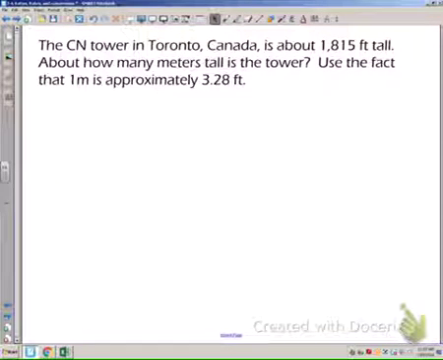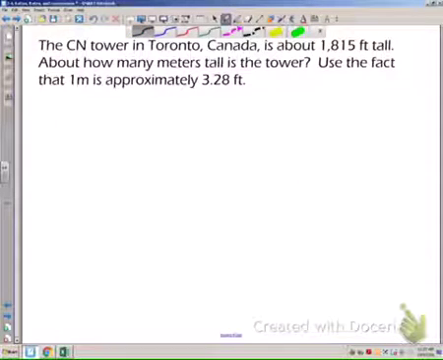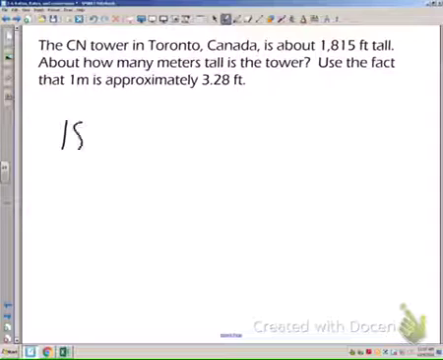So let's think about some architecture. The CN Tower in Toronto, Canada is about 1,815 feet tall. About how many meters tall is the tower? And we want to use the fact that 1 meter is approximately 3.28 feet. So what I want to know is, first of all, how should I set it up? I've got 1,815 feet, and I'm wanting to convert it to meters.